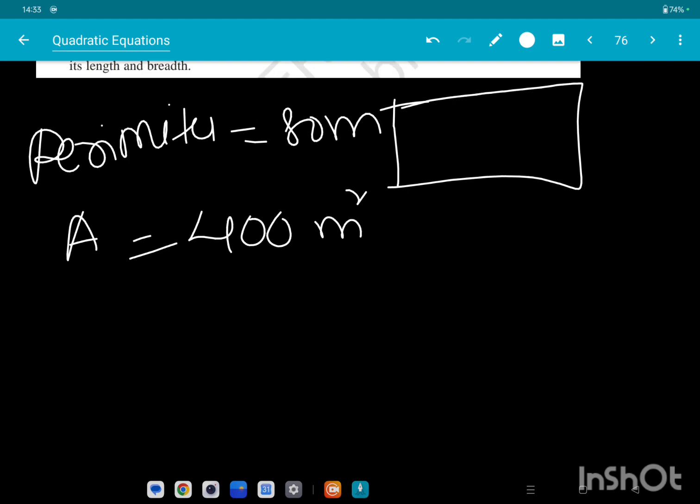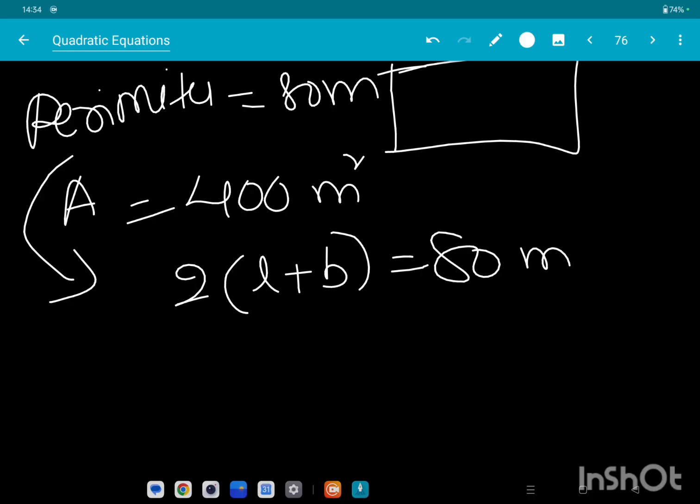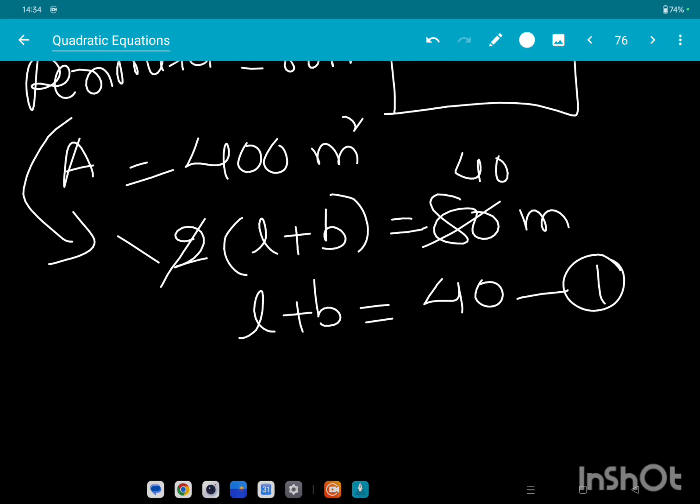Now what is the perimeter? Before going to solve this, we need to know the basic formulas of what is the perimeter of a rectangle and what is the area of a rectangle. The perimeter of a rectangle is 2 into L plus B, right? That is 80 meters. Now if I solve this, L plus B is equal to 80 by 2, which is 40. L plus B is 40. Let's say it is equation 1.